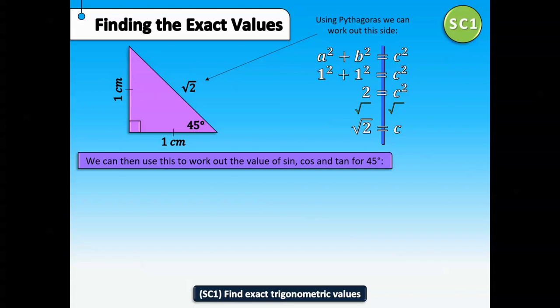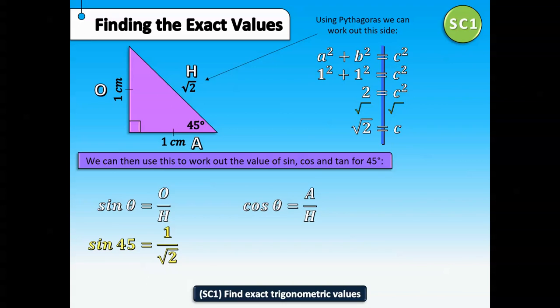Now if we just ignore one of the angles, that means root 2 is the hypotenuse. This side would be the opposite, and this side would be the adjacent. So if we wanted to work out sine 45 degrees, we do the opposite over the hypotenuse. So sine 45 is 1 over root 2. If we wanted to work out cos 45, that's the adjacent over the hypotenuse. So cos 45 is also 1 over root 2.